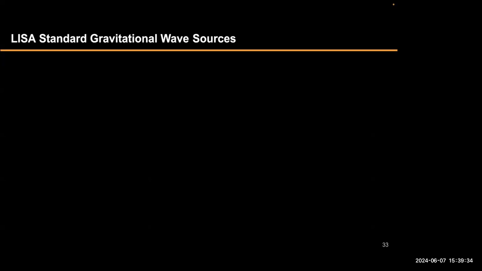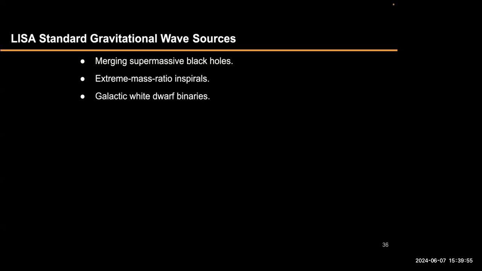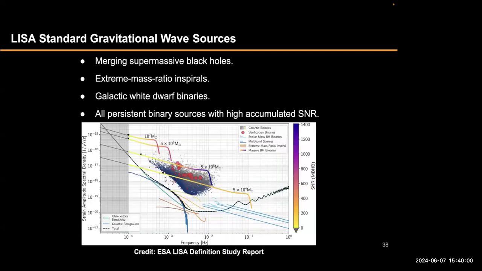So what are the types of sources of gravitational waves for LISA? Well, the first one is the merging of supermassive black holes. Then we have these extreme mass ratio inspirals, where you have basically one small black hole merging with a much more massive black hole. Then you can have these galactic white dwarf binaries and all the persistent binaries that have a highly accumulated signal-to-noise ratio. So there's a vast number of scenarios that we're interested in that LISA would be able to detect.